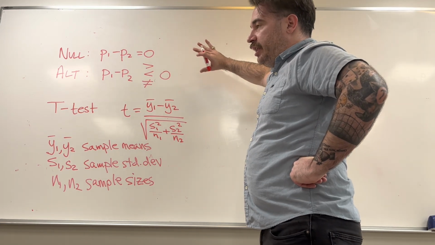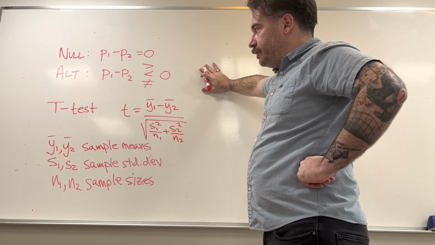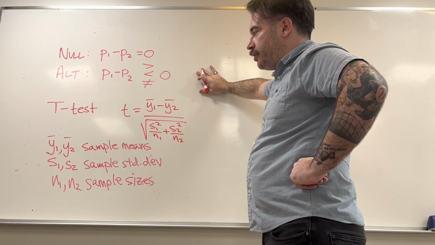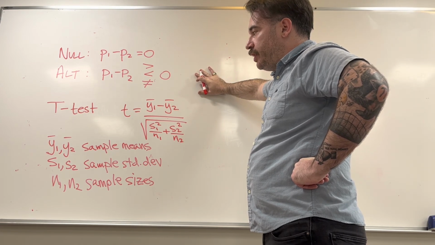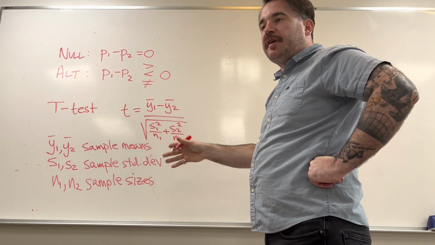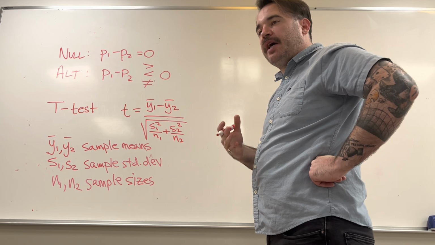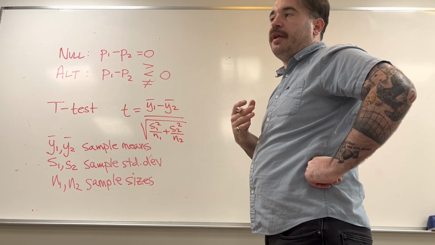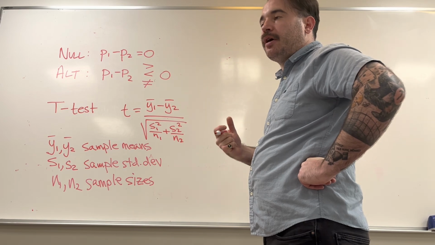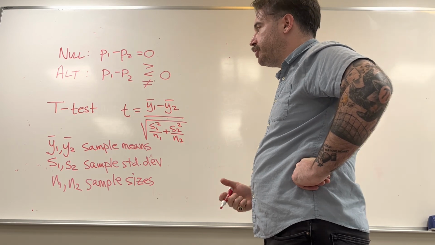So let's say that we're not given proportions. Let's say that instead, for our sample populations, we're given the sample mean and the sample standard deviation. So it's always coming back to one of two cases. Do we have a proportion, or is our data more in the form of a continuous variable where we need to talk about its mean and its standard deviation?